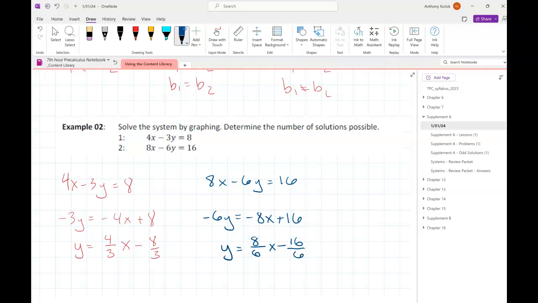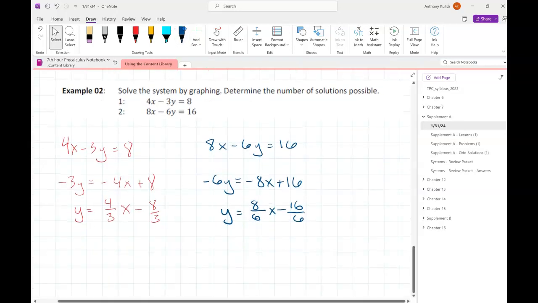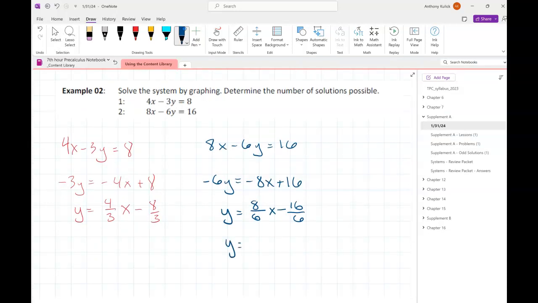Did you notice anything going on with that second equation? What's up? Yeah, we can simplify that. We can reduce those fractions. What does 8/6 reduce to? 4/3. And what does 16/6 reduce to? Yeah, -8/3. And what do we notice here?